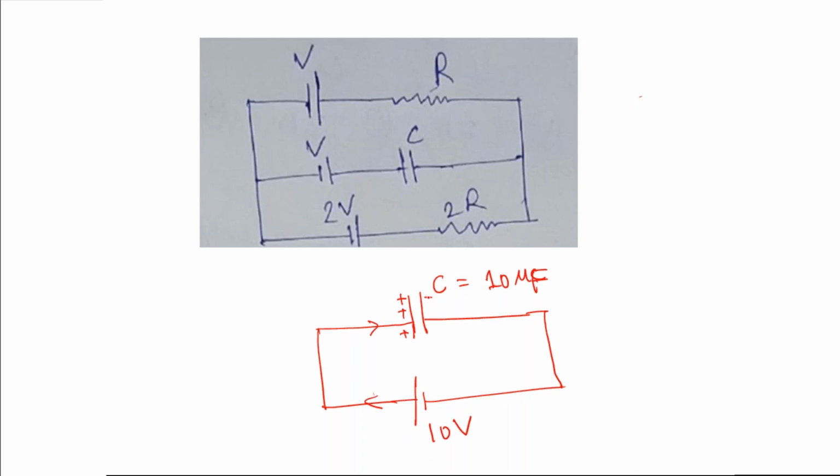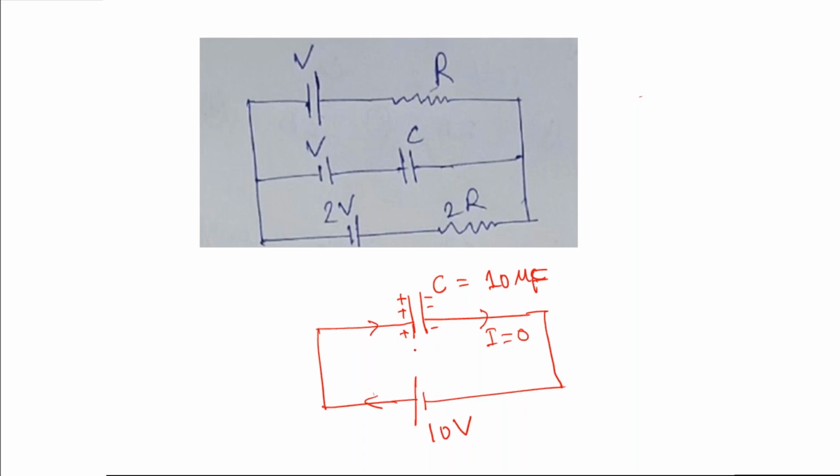So what happens when this battery voltage drives a current through this? The positive charges will accumulate here, and negative charges will start piling up on the other plate of the capacitor. The capacitor will be charged until it is fully charged. And when it is fully charged, what will be the current through the circuit? When the capacitor gets fully charged, the current in the circuit will be zero.